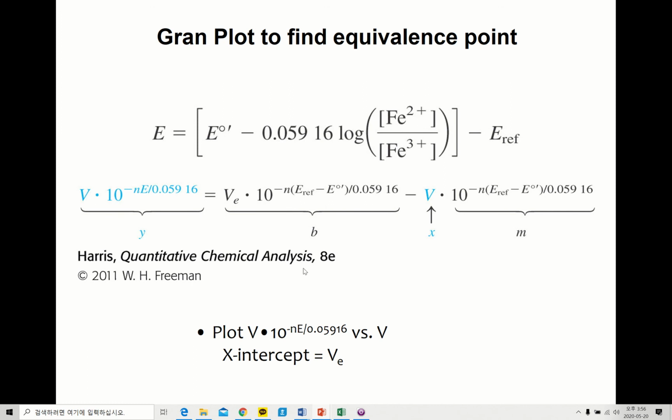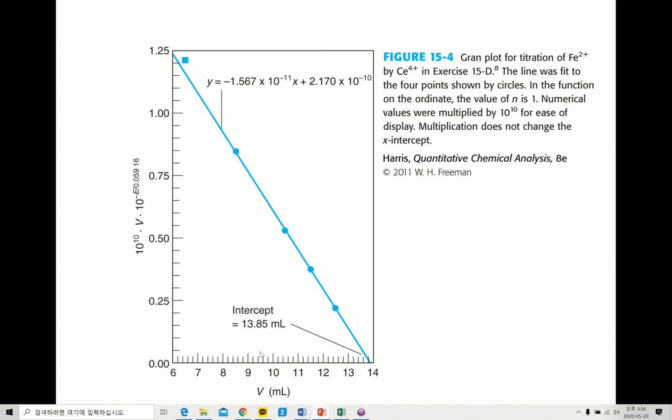Anyway, here is the y-intercept, and this is the x-intercept here, when y is 0. From this one, this is the equivalence point. But here you must be careful. These points are actual, experimentally determined data points: 1, 2, 3, 4, 5.